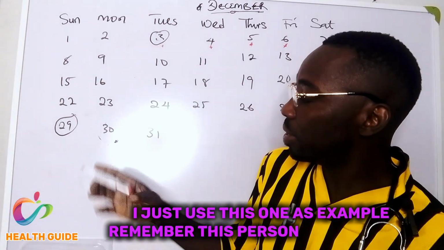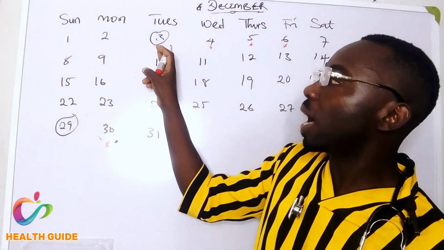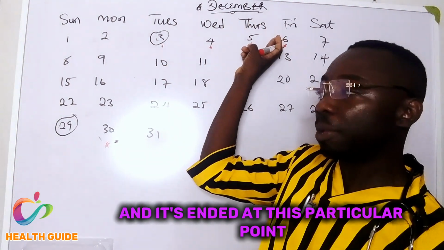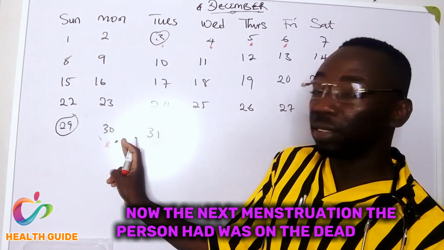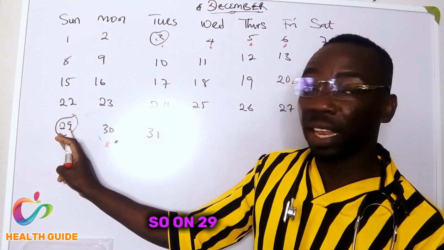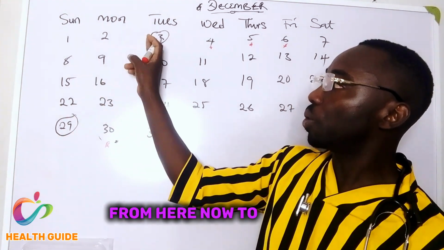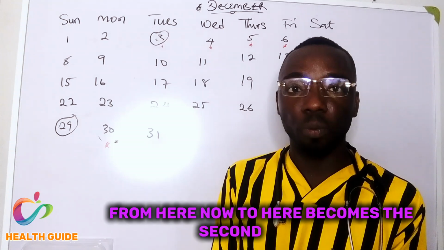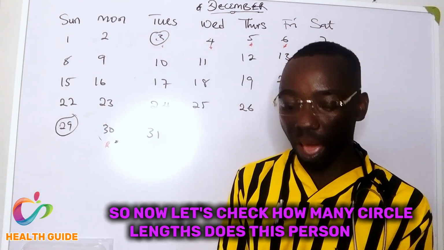Remember, this person started the menstruation here and it ended at this particular point. Now the next menstruation the person had was on the 30th. So on the 29th should be cycled. So this is what you should look at. From here to here becomes the cycle length. So now let's check how many cycle lengths this person has.